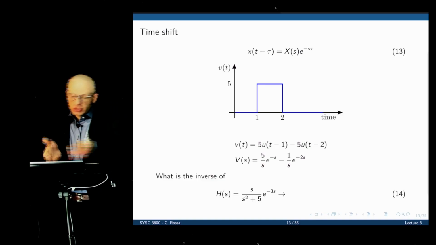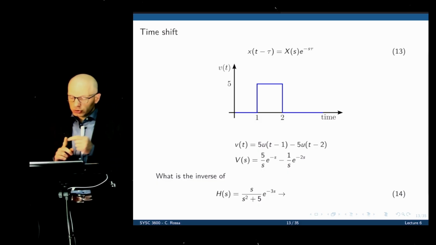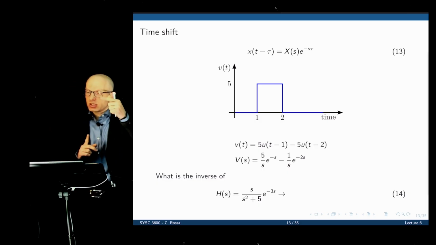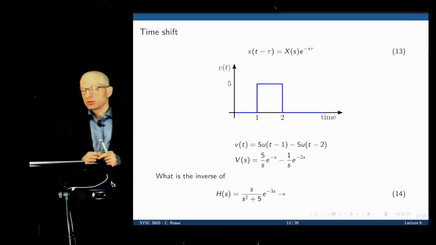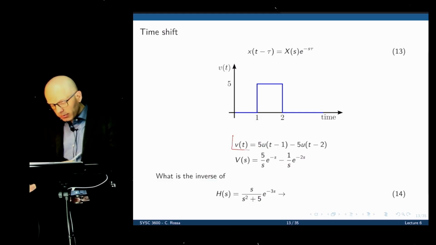For example, consider that this could be a voltage applied to that electrical circuit. The voltage goes from 0 to 5 volts at 1 second. It's held constant for 1 second and then turned off. This signal can be described by that.